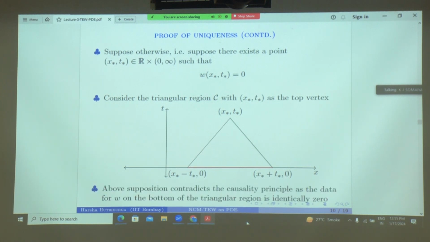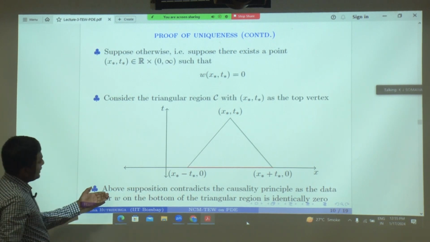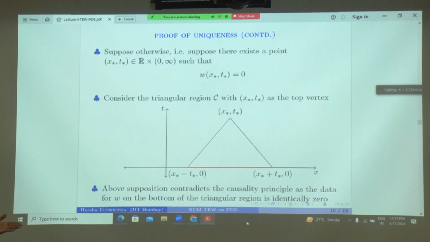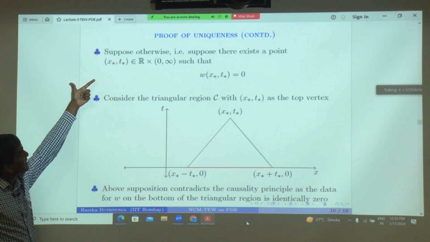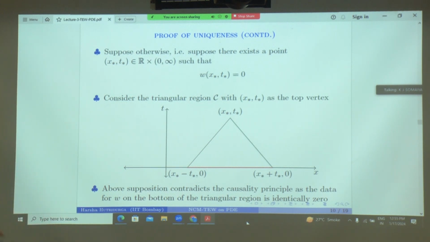So you contradict the causality principle. This particular assumption contradicts the causality principle. So that is not true. So w is identically 0. You see, this is just a simple observation using the causality principle.